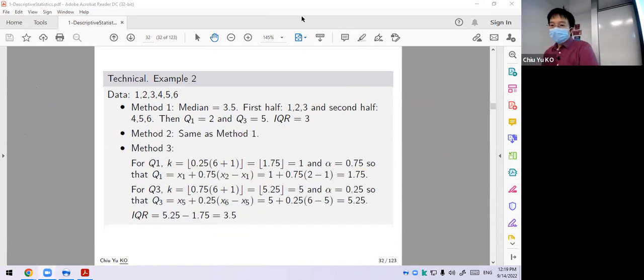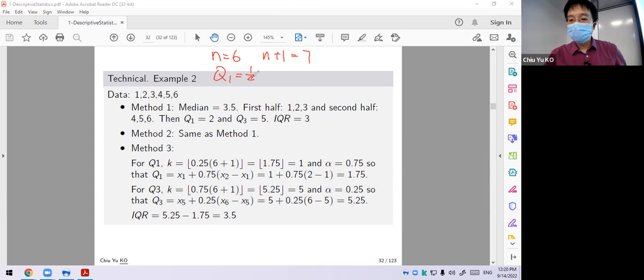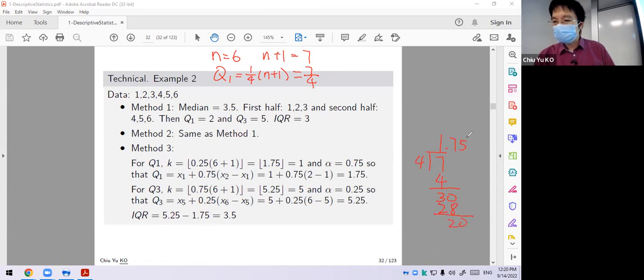Okay, look at this one again. How many data points do you have? n is 6, so n plus 1 is 7. Let's do Q1. Remember the formula is 1/4 of n plus 1, which is 7 over 4. Let's do the division. It is 1.75.